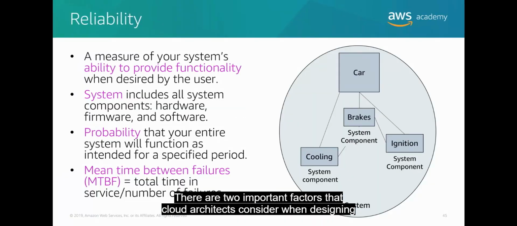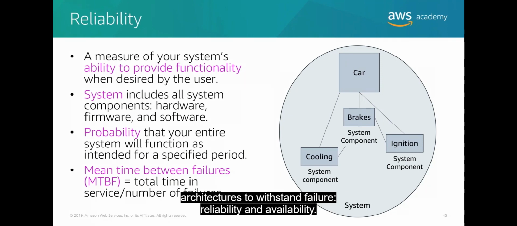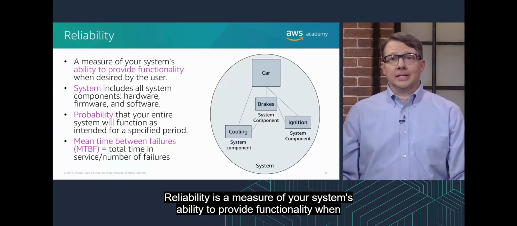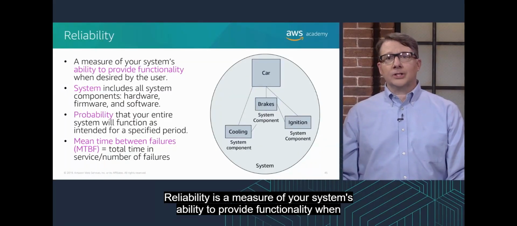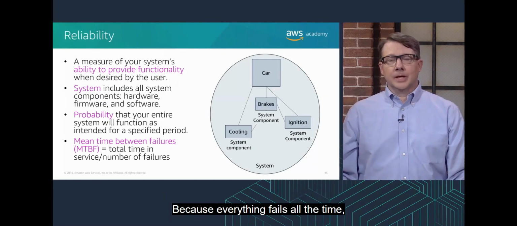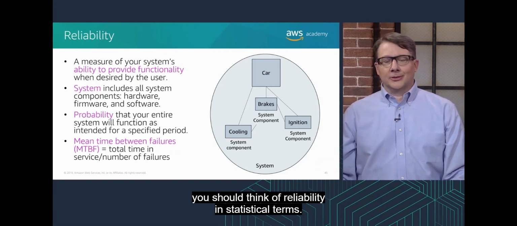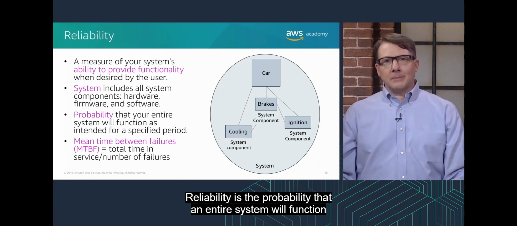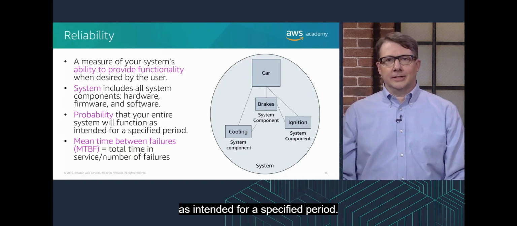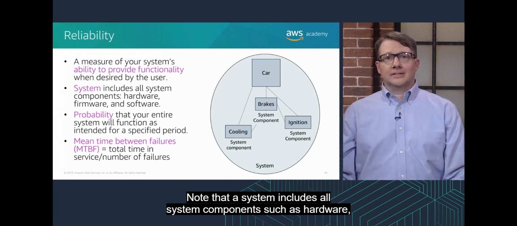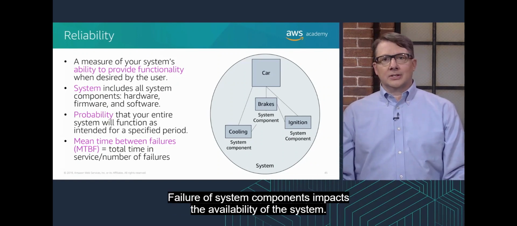There are 2 important factors that cloud architects consider when designing architectures to withstand failure: reliability and availability. Reliability is a measure of your system's ability to provide functionality when desired by a user. Because everything fails all the time, you should think of reliability in statistical terms. Reliability is the probability that an entire system will function as intended for a specified period. Note that a system includes all system components, such as hardware, firmware, and software. Failure of system components impacts the availability of the system.